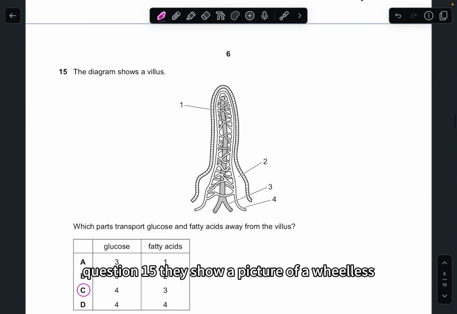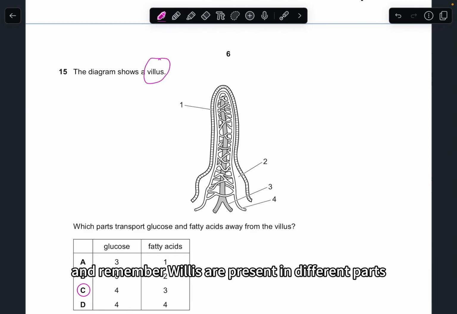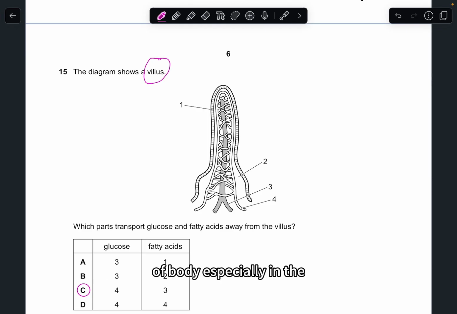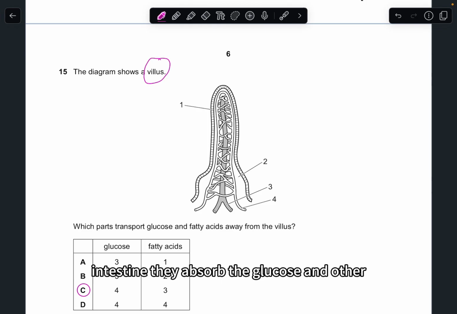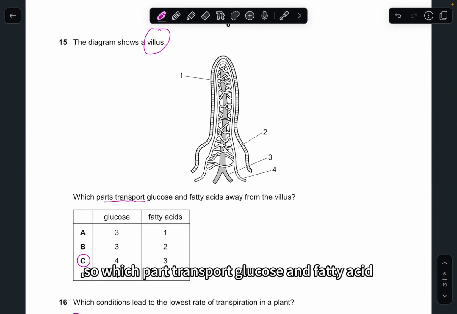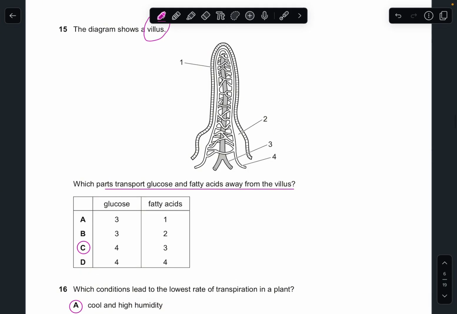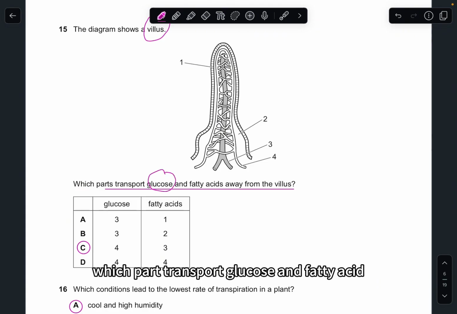Question 15, they show a picture of a villus. Remember, villi are present in different parts of the body, especially in the intestine. They absorb the glucose and other things that are required by the body, so they increase the absorption. So which part transports glucose and fatty acid away from the villus? So the question says, which part transports glucose and fatty acid.